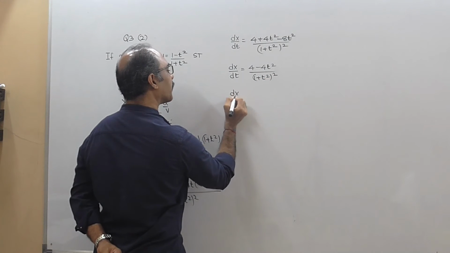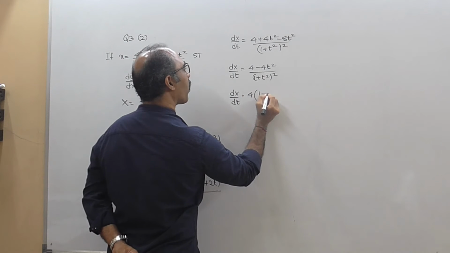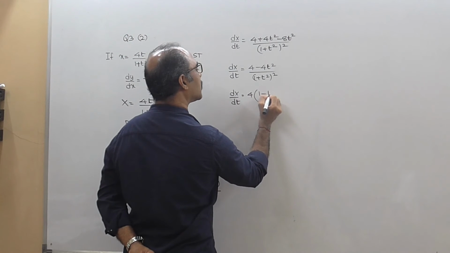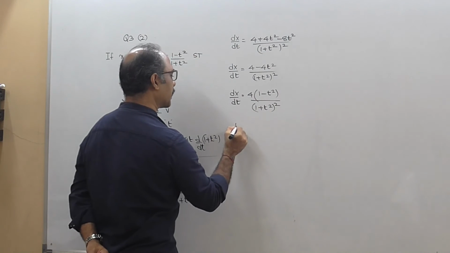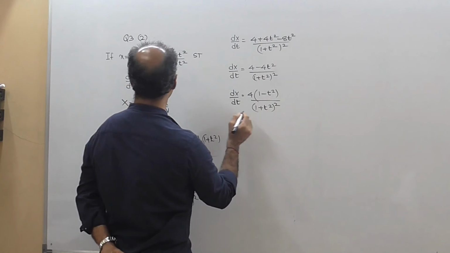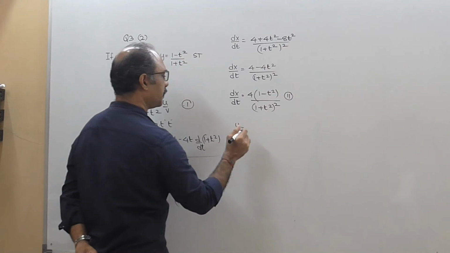So we get dx upon dt, 4 common, 1 minus t square upon (1 plus t square) the whole square. Next, this is equation 1, this is equation 2.